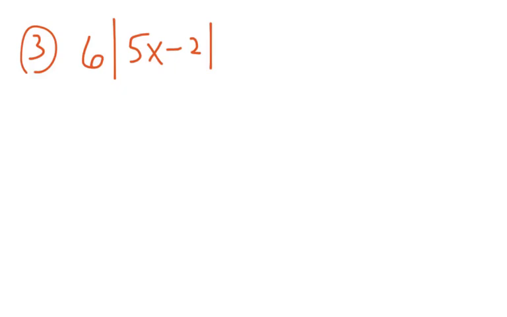All right, let's look at another example. Here I have 6 multiplied by the absolute value of 5x minus 2, minus 1, is equal to 17. We have to isolate the absolute value bars.